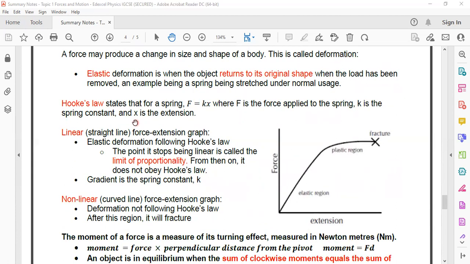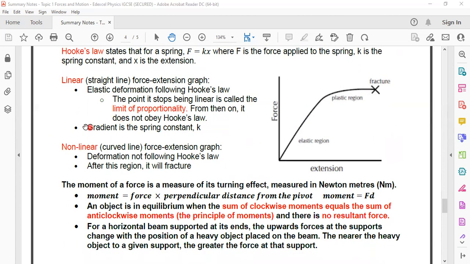फिर हमने एक चीज डिस्कस की थी Hooke's law. Hooke's law states that for a spring F is equal to kx, where F is the force applied to the spring, k is the spring constant, and x is the extension. फिर हमने linear और non-linear graph को discuss किया था. The linear one obeys Hooke's law, the non-linear graph does not obey Hooke's law.